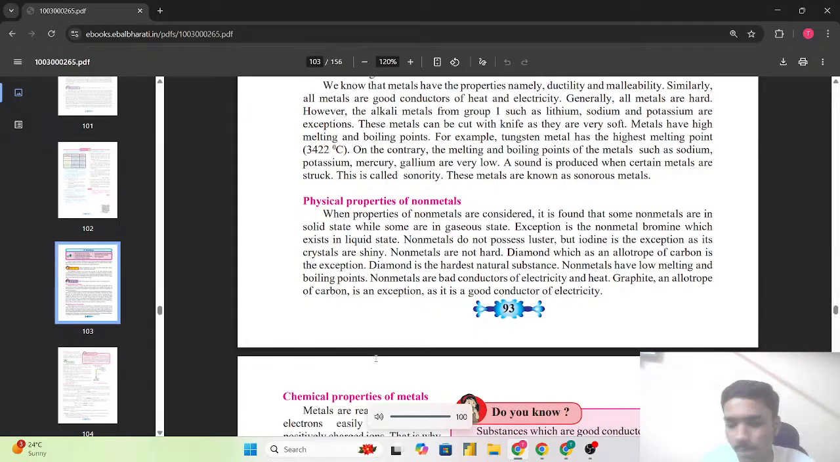So diamond is the hardest natural substance. Nonmetals have a low melting and boiling point. Nonmetals are bad conductors of electricity and heat. Graphite, an allotrope of carbon, is an exception as it is a good conductor of electricity.